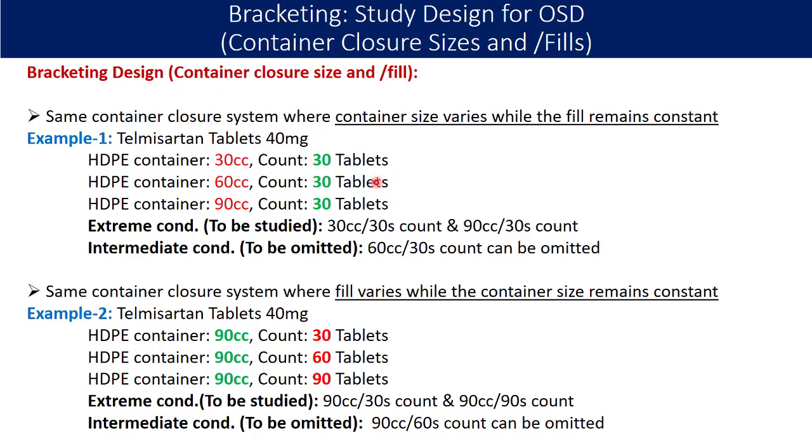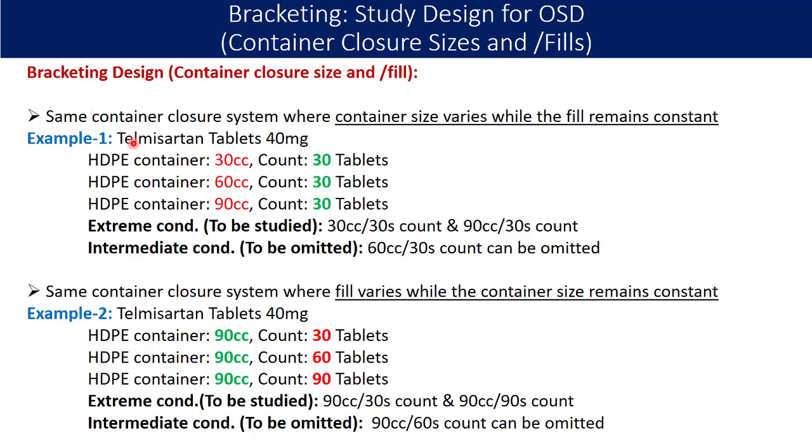Same container closure system. So you have the same container closure system, maybe in terms of its thickness, maybe in terms of its material like HDPE. The design of the container closure system is one and the same. But in example number one, the container size varies while the fill remains constant. So you are going to have the fill constant, but the size of the container is going to vary.